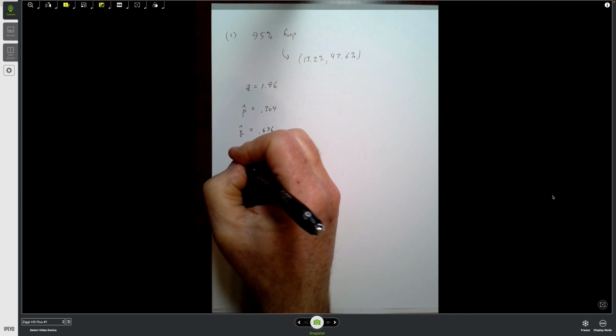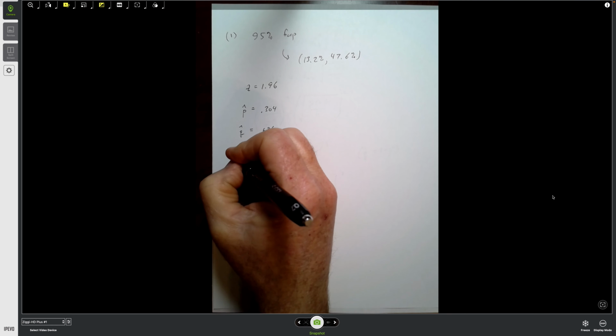And I need my margin of error. Well, the margin of error is just the distance from the center to the edge, either one of them, or I could just take this number minus this number divided by 2. So I get my margin of error to be 17.2, or 0.172.